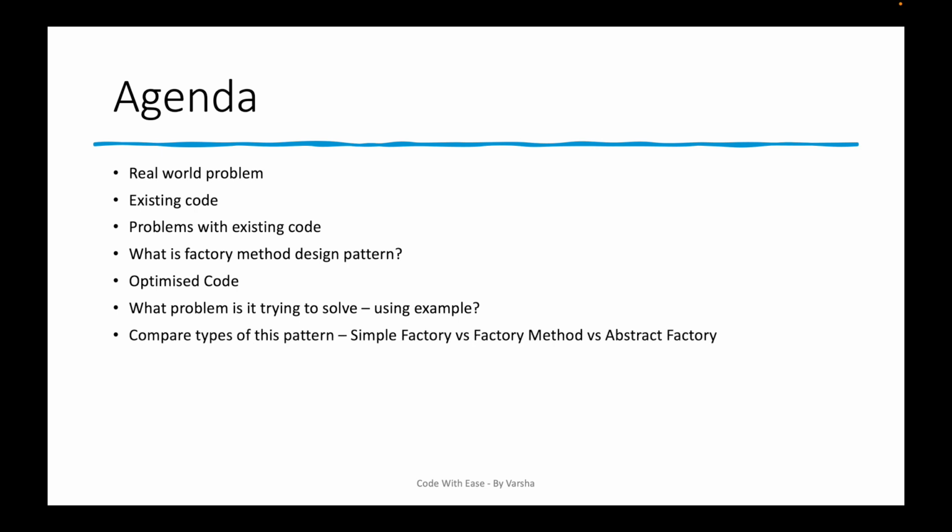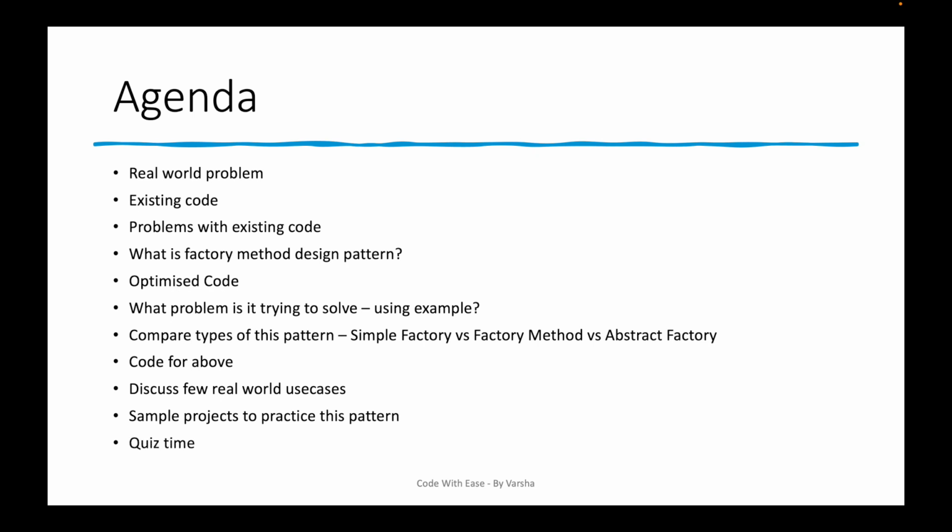Then we are also going to compare the three types of factory pattern, that is simple factory, factory method and abstract factory. We'll also see the code for all three of them. And then we'll discuss a few real world use cases of where the factory design pattern can be used. And we'll have some sample problem statements at the end which you can use to practice this pattern, and we'll have a small quiz at the end to evaluate how much you have understood from this session.